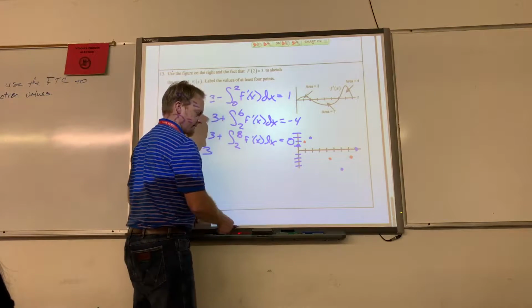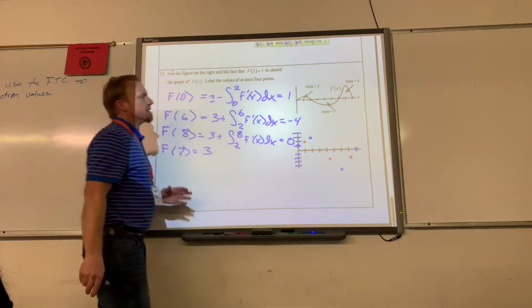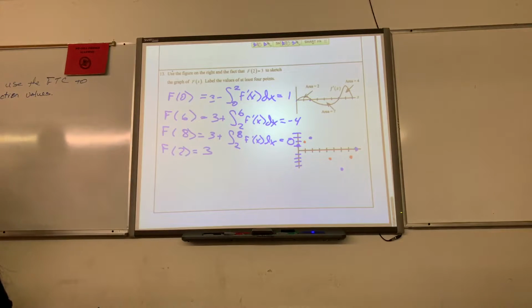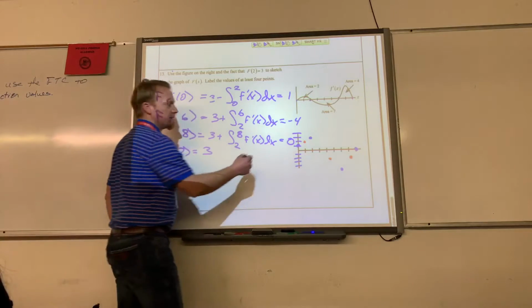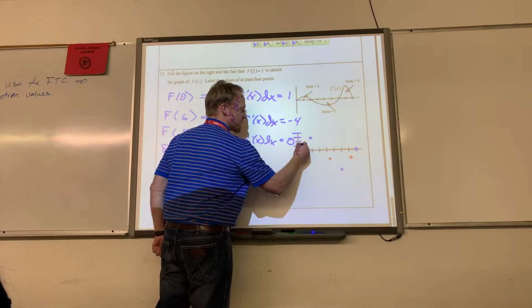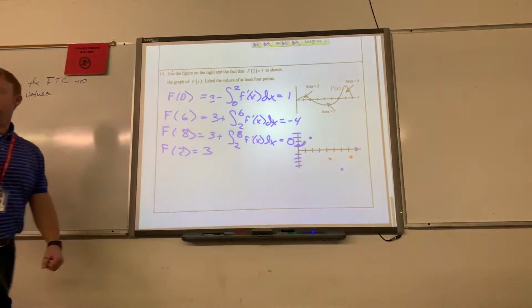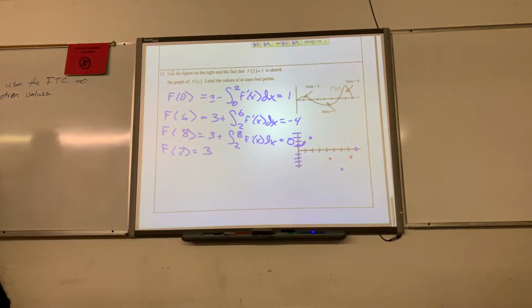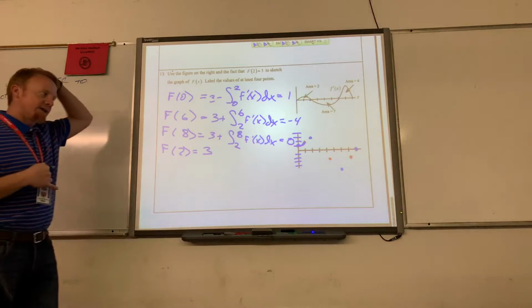Okay, now we need to look at the concavity. So between 0 and 1, what's my derivative doing? Increasing, so that means my concavity is concave up. So I need to draw something that's concave up. Make sure I can tell you have some curvature. Do not draw a straight line. A straight line has no curvature, has no concavity.